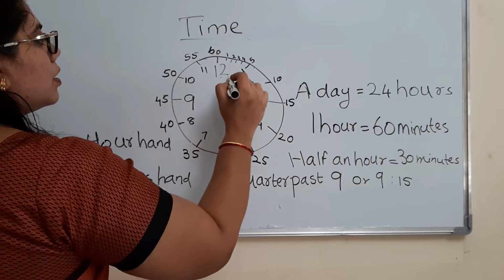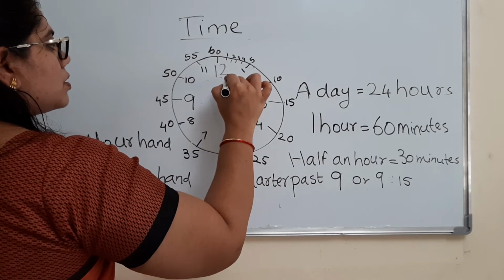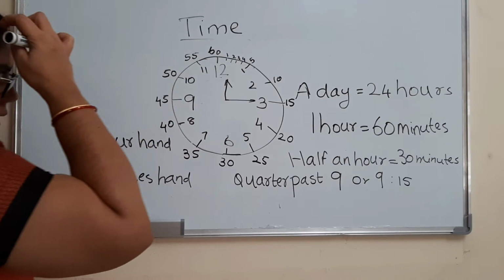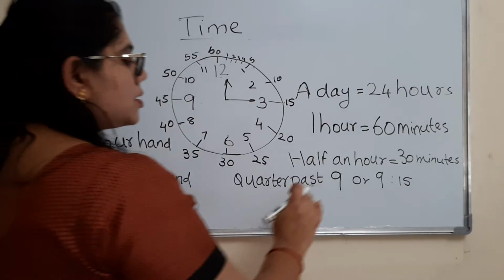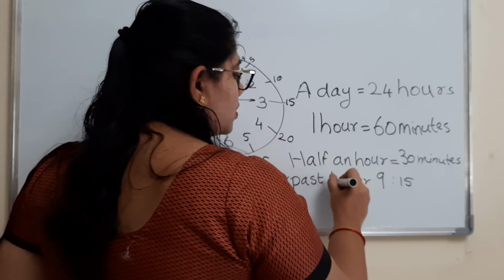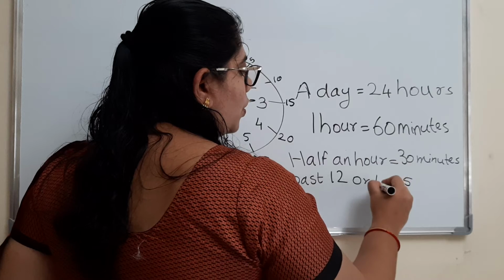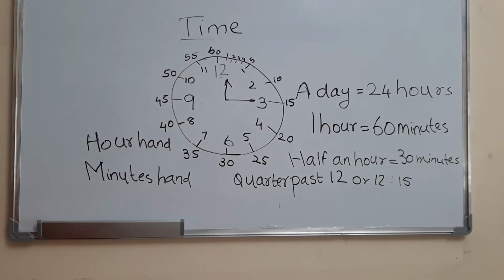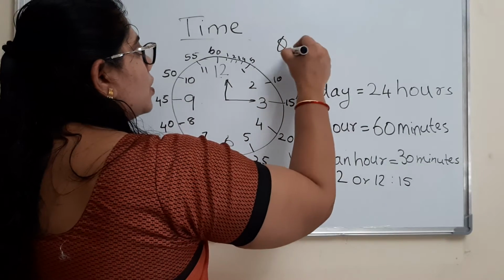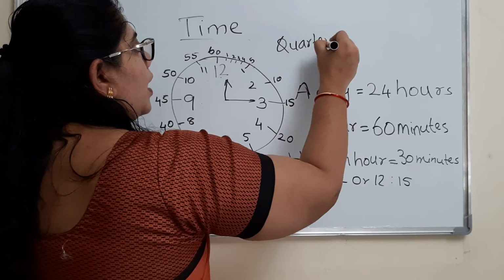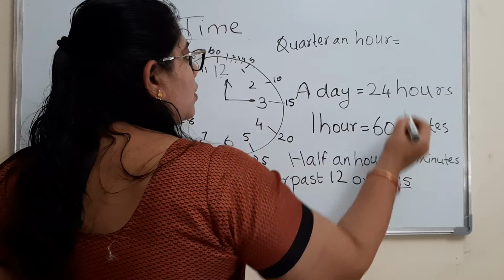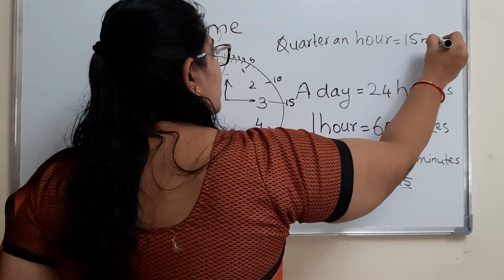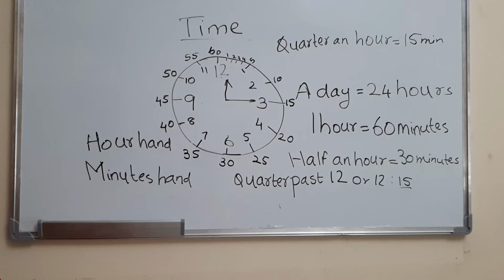Here, this is the small hand. It is showing near 12 and the long hand is pointing to 3. So we will call it quarter past 12 or 12:15. Got it? Okay. So quarter of an hour means what? Quarter of an hour is equal to how many minutes? 15. So 15 minutes. Okay.